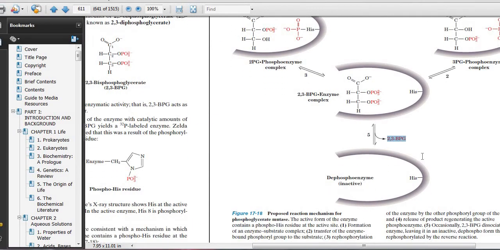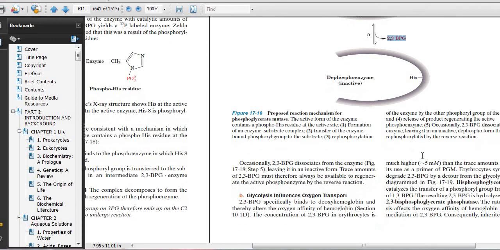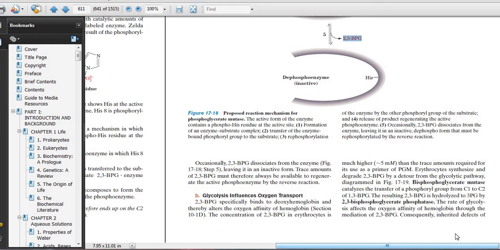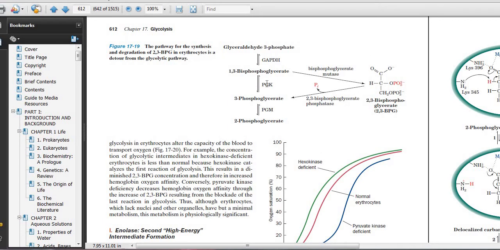But in the erythrocytic cell, that means in the RBC, the concentration of 2,3 BPG is much higher, nearly 5 millimolar, while only a trace amount is required for use as a primer for the phosphoglycerate mutase reaction. That means in the RBC, the concentration of 2,3 bisphosphoglycerate is much higher than in any other cell. So why in the RBC is the 2,3 bisphosphoglycerate actually higher? Because in the RBC they have an alternative pathway for the generation of 2,3 bisphosphoglycerate.